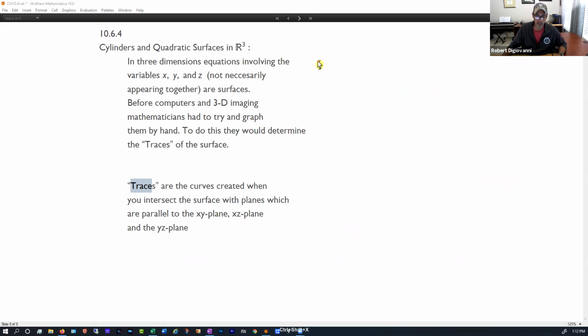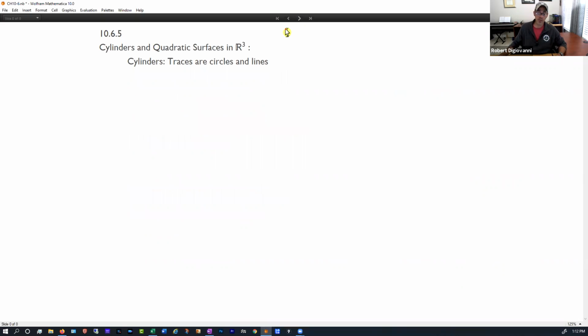All right, so let's get to our first quadratic surface, or one of our first surfaces in three-dimensional space. And this is called a cylinder. And we've all seen cylinders, right? It's like a beer can. So the thing about cylinders is that all the traces that we make of a cylinder create circles and lines. Now, right now, you have no idea what I'm talking about, all right? But that's what makes a cylinder a cylinder, is that anytime you do a trace of it, you get a circle or a line.